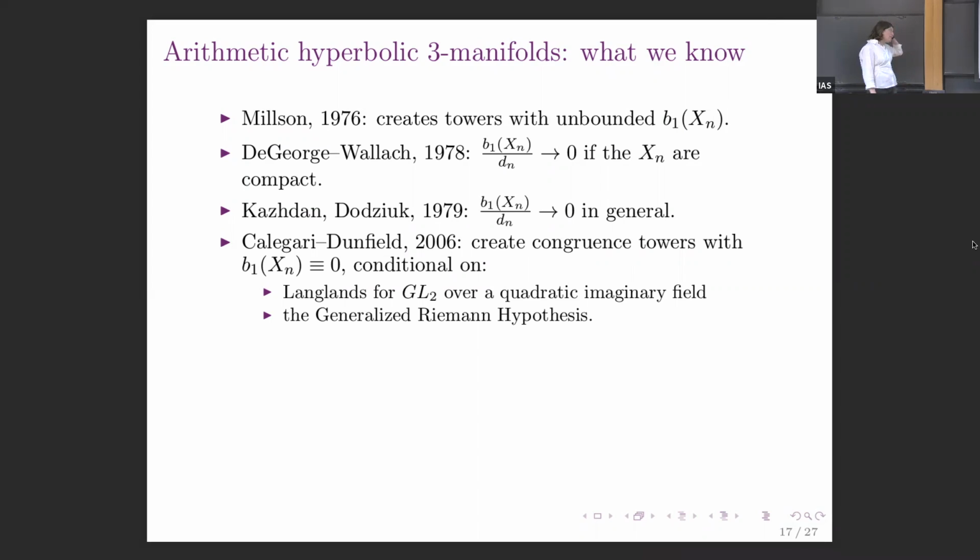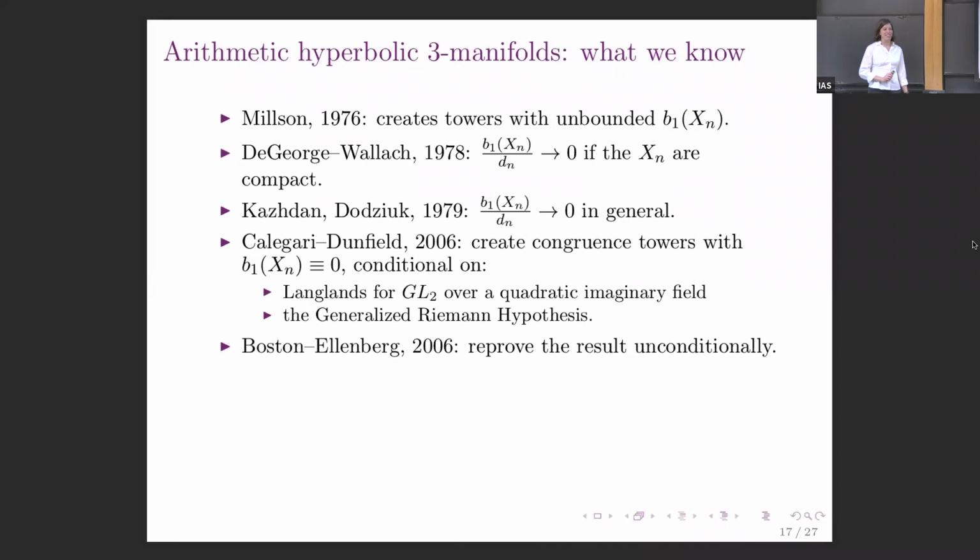Okay, so in 2006, Calegari-Dunfield create a congruence tower where B1 of X_n is identically 0. So different towers can give you different behaviors, conditional on some minor technical details. So the entire sort of Langlands for GL2 over an imaginary quadratic field and GRH.